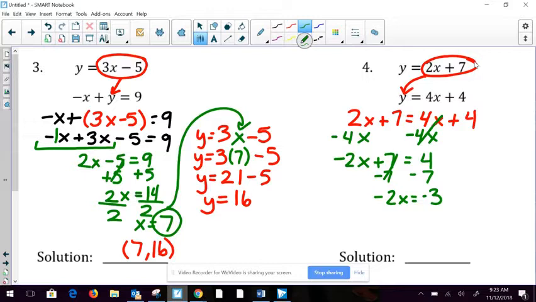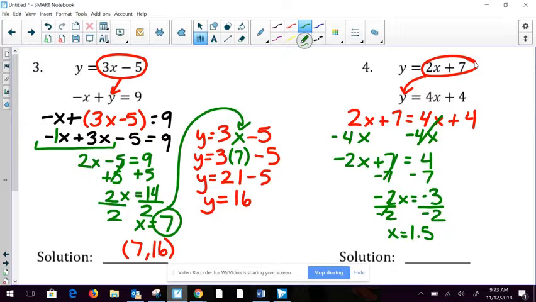Final step, I need to divide both sides by that negative 2. And in this situation, it may be easier for you to rewrite these as a decimal. X is equal to, what is negative 3 divided by negative 2? Good, it's a positive 1.5. And that's an acceptable answer. It's okay if you have a decimal or a fraction as an answer when you're solving by substitution.